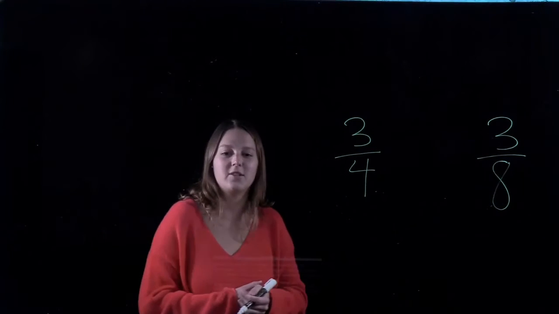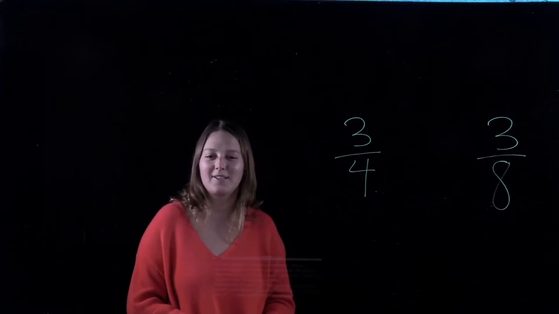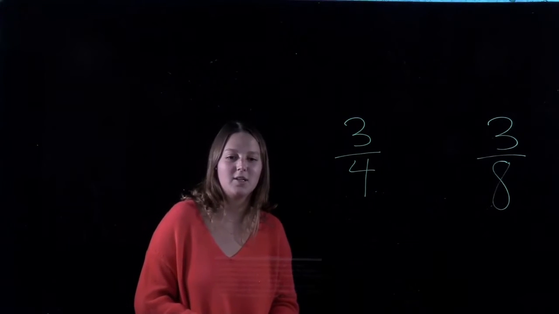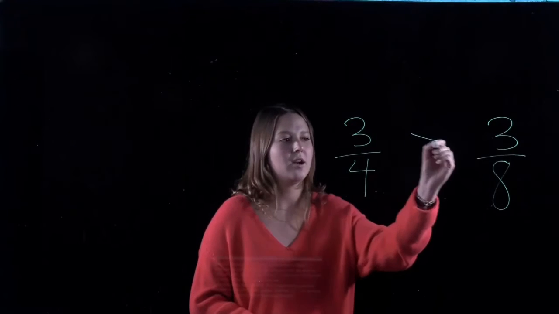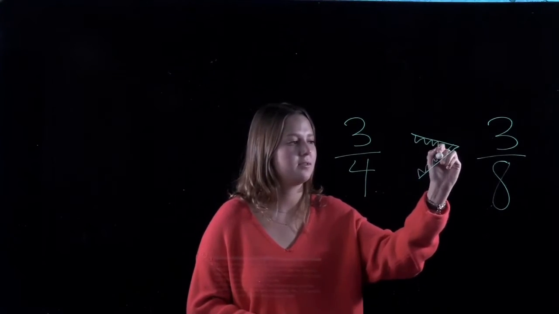But the denominators are different, one with 4 and one with 8. The denominator with the smaller value will be the greater fraction. So 3/4 is greater than 3/8. So our alligator eats 3/4.